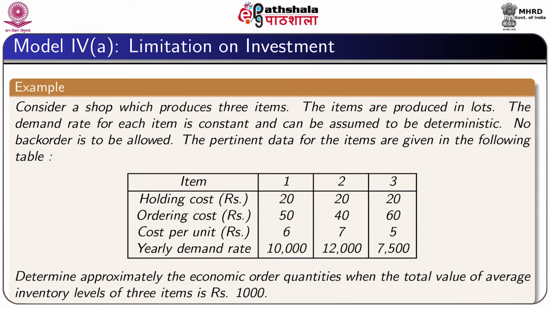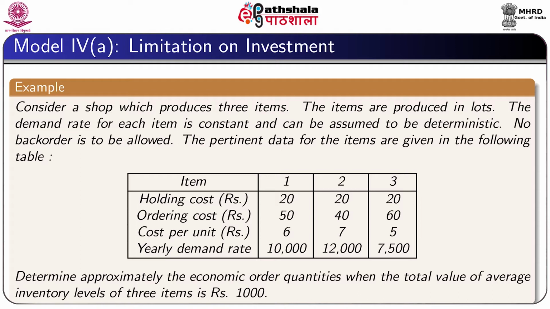Now, let us consider an example. We consider a shop which produces 3 items. The items are produced in lots. The demand rate for each item is constant and can be assumed to be deterministic. No backorder is to be allowed. The pertinent data for the items are shown in the following table.